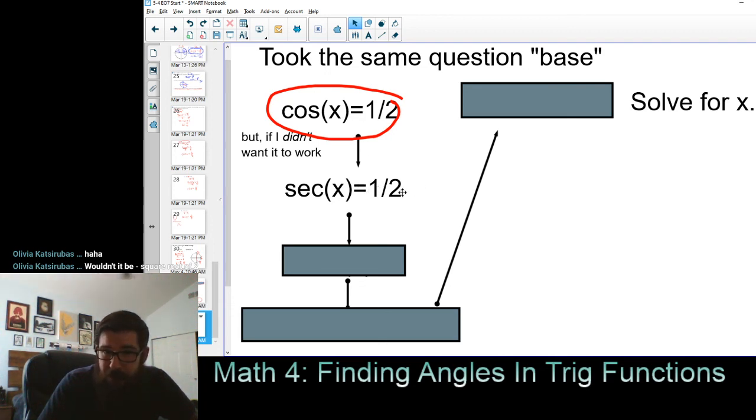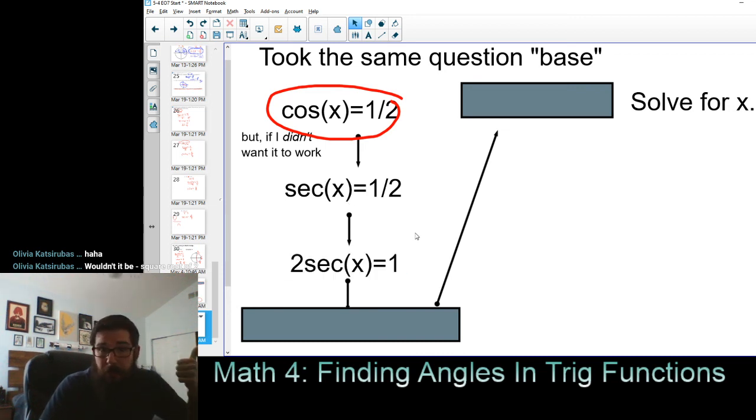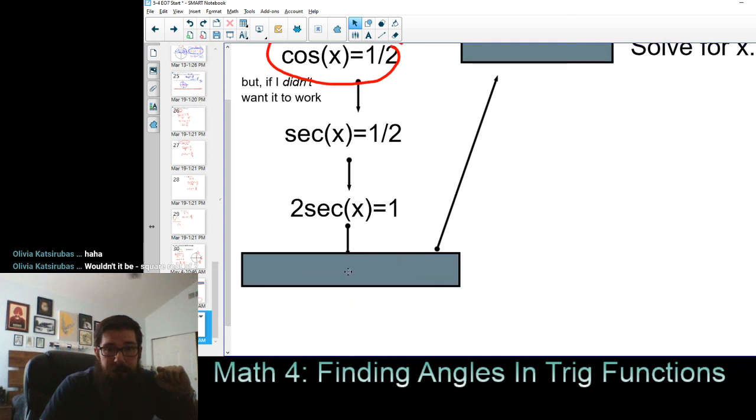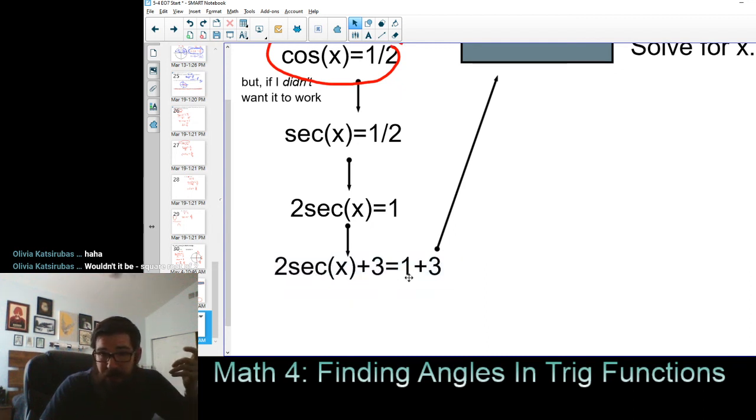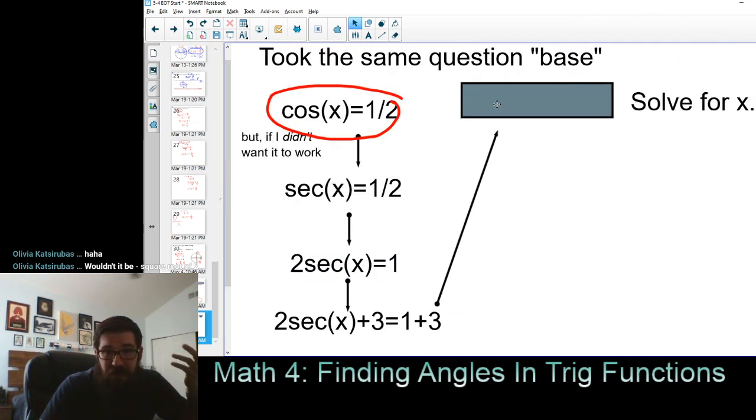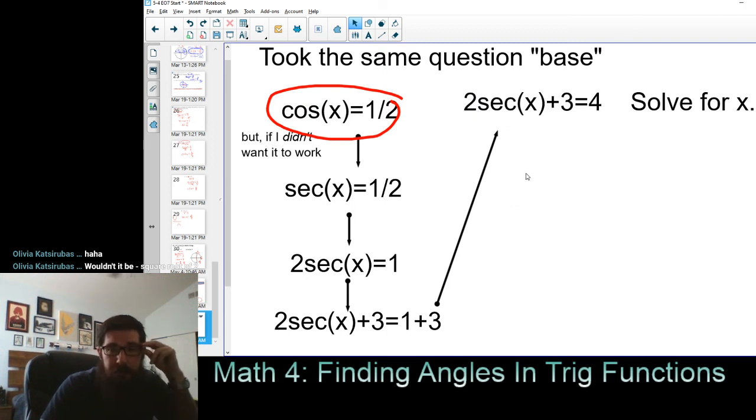I didn't do the reciprocal of this side, but I did for the left, which is where the problem's going to be. I'm going to repeat those same steps from last time. I'm going to double it, which is going to give me 2 secant of x is 1. I'm going to add 3 to both sides, which is going to turn into now 2 secant of x plus 3 is 4. And we might say solve for x. One of your multiple choice answers. We already know this one doesn't work, right? Secant of x can never get 1/2. I intentionally made that mistake to build this question.